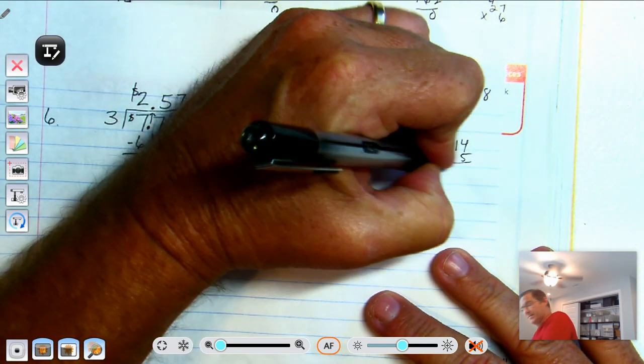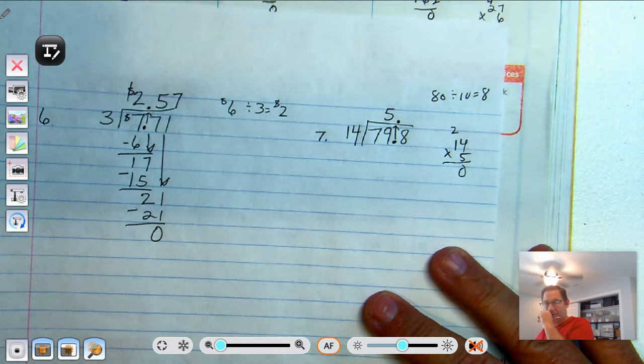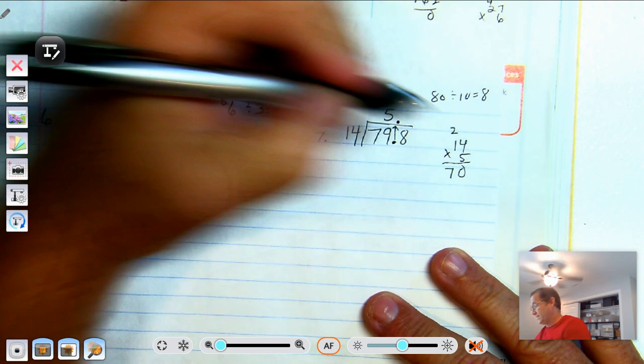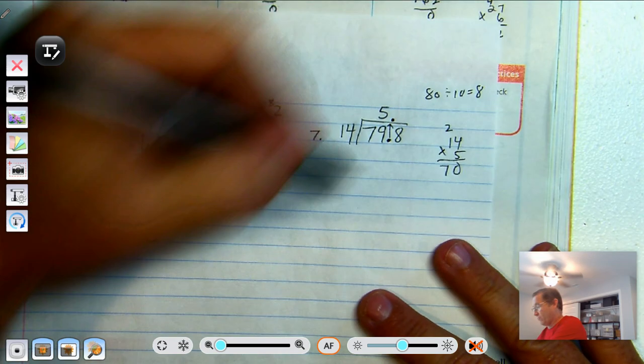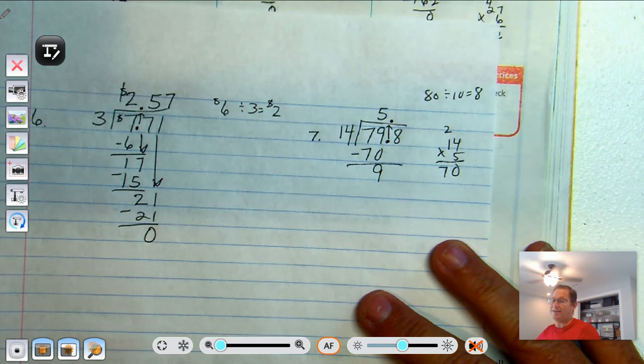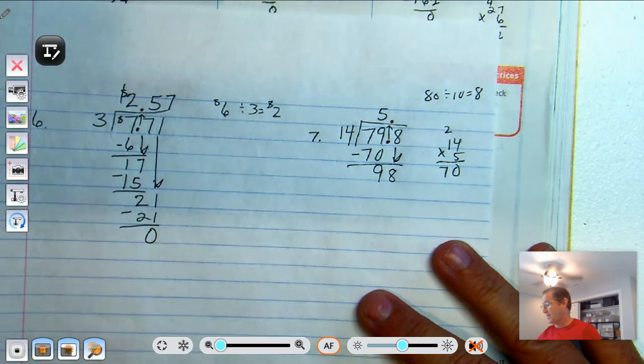14 times 5. 5 times 4 is 20. Regroup as 2 tens and 0 ones. 5 times 1 is 5. Plus 2 more is 70. Okay, so 5 works fine. Subtract, we're left with 9. Can't share 9 with 14 groups. Let's bring down the 8 tenths.